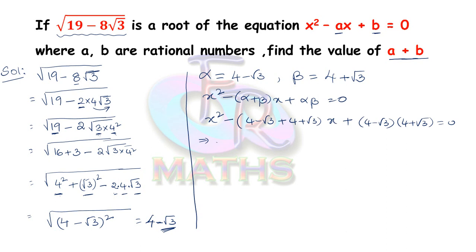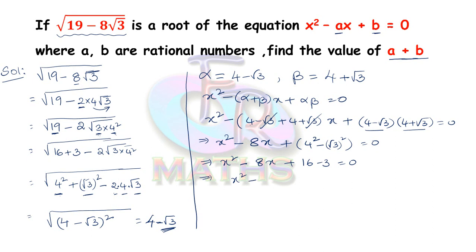Now on simplification, the minus root 3 and plus root 3 get cancelled, 4 plus 4 is 8, so I can write x square minus 8x. Here it is in the form of a minus b into a plus b, which I can write as a square minus b square, is equal to 0. This gives me x square minus 8x plus 4 square is 16 minus 3 is equal to 0. On further simplification, x square minus 8x plus 16 minus 3 is 13, is equal to 0. Now I got the quadratic equation.